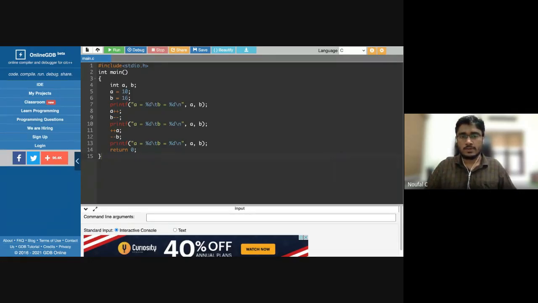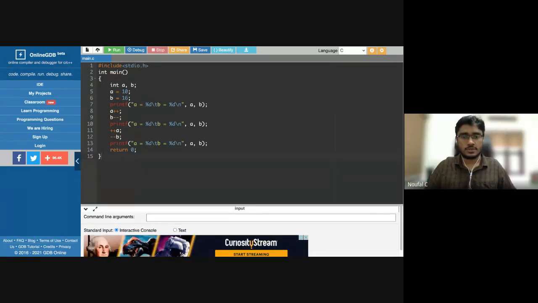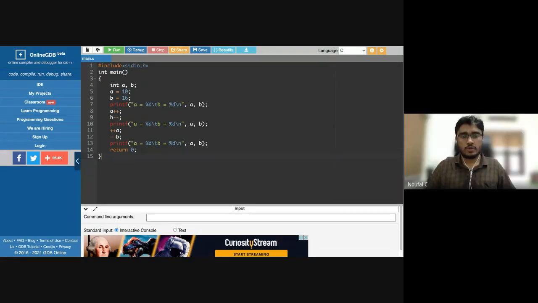Then I have one more printf statement at line number 30. Can someone ask the next person? I think Jerry Wilson. Jerry. Yes, sir. Can you tell me what the printf statement at line number 30 would be printing? 12 and 14. It would be printing 12 and 14 because we are again incrementing the value of A and reducing the value of B.